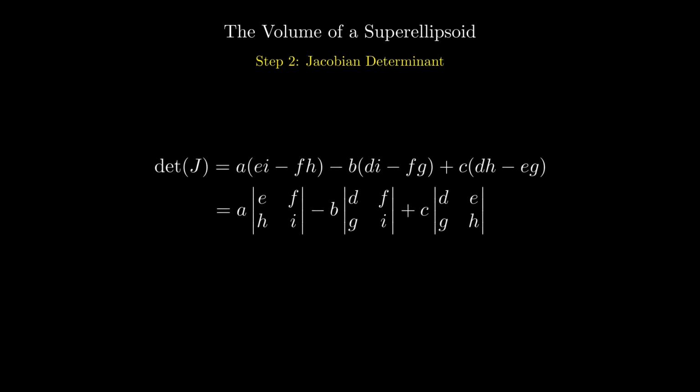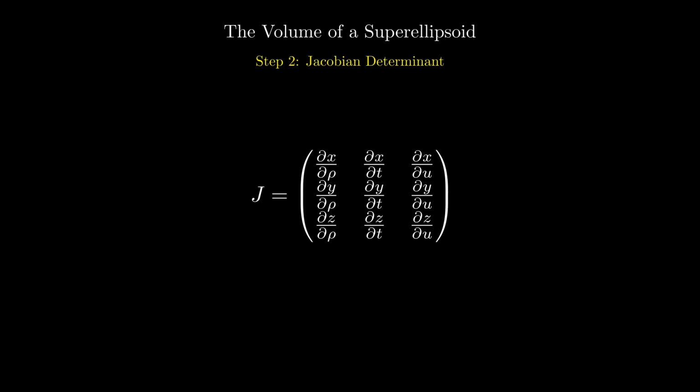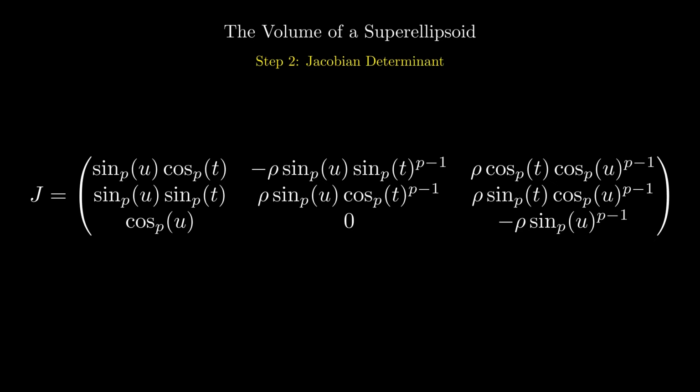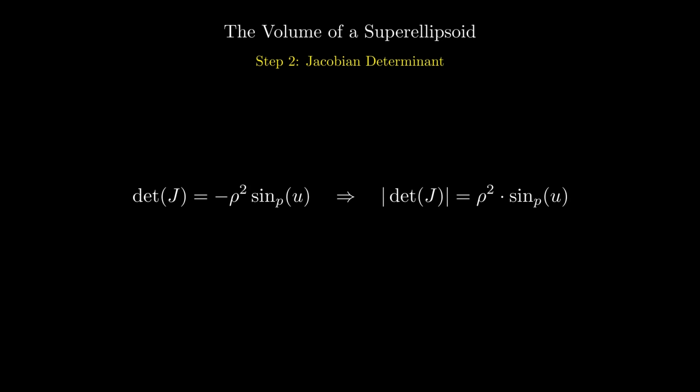To determine, however, what the scaling factor for our new differentials in our new coordinate system is, we have to find the determinant of the Jacobian matrix. The Jacobian matrix is just all partial derivatives in all directions. Recall, however, that the derivatives of sin_p of t and cos_p of t are these derivatives according to their IVP. Now we can set up the Jacobian matrix with all its partial derivatives and calculate its determinant by the formula that you saw before. Again, we take the absolute value here because the scaling factor needs to always be positive.